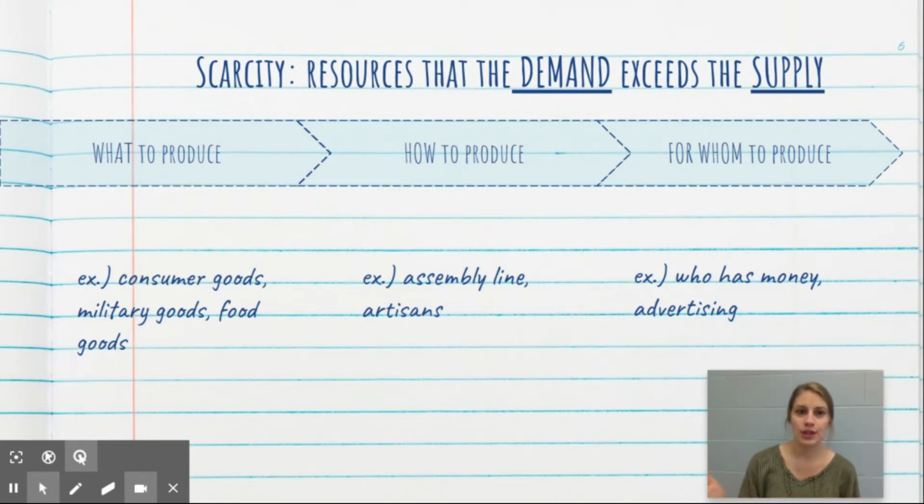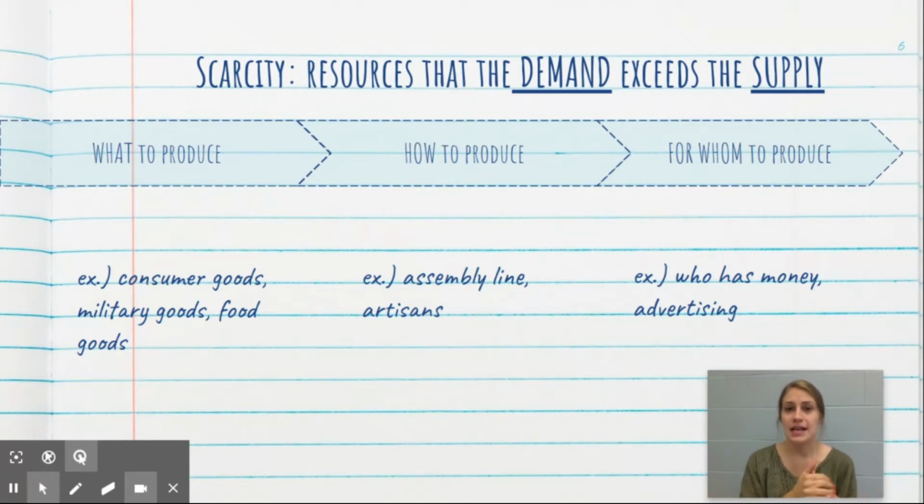So what to produce, we can decide to produce consumer goods, which we'll define in a minute, military goods, or food goods. How to produce it, we can either produce it on an assembly line in a factory, or we can produce it by hand as an artisan. For whom to produce it, who has the money? Who are we going to produce it for, the general community? Are we going to produce it for a specific population of people? And how are we going to advertise it for those people?